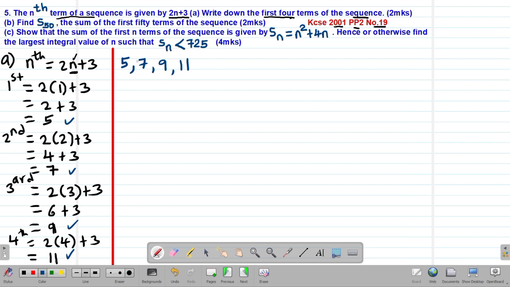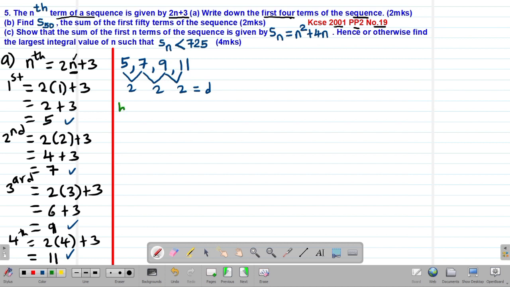So clearly you can see it is an arithmetic sequence, because the common difference will be 2. Similarly, 9 minus 7, you'll get 2. Similarly, 11 minus 9, you're going to get 2. Therefore, the common difference of this particular progression is actually 2, and therefore we are dealing with an arithmetic progression. Then we move to part B of the question.